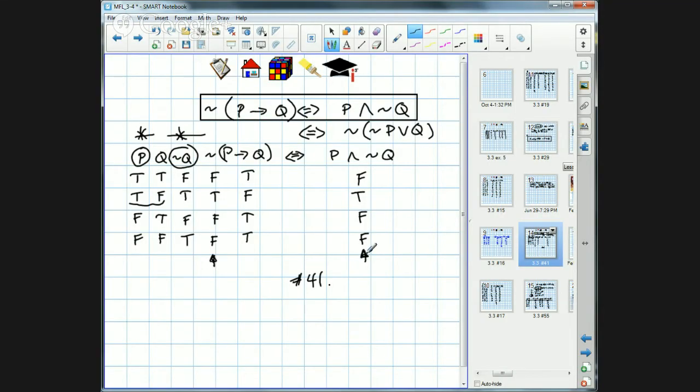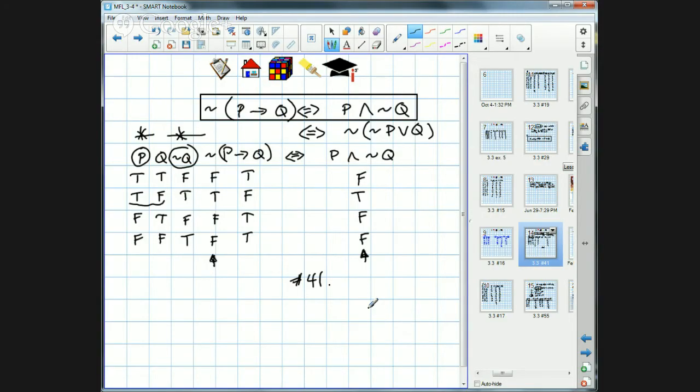Okay. So now I put an arrow there. That's the answer on the right side. Then just compare the 2 arrow columns, and you notice they are identical. So we've done it. We showed that the 2 statements are equivalent.